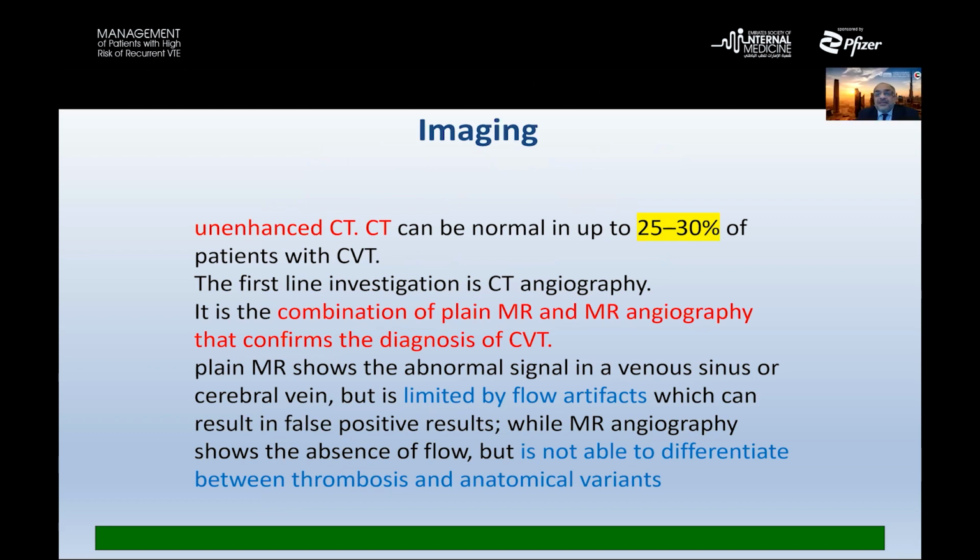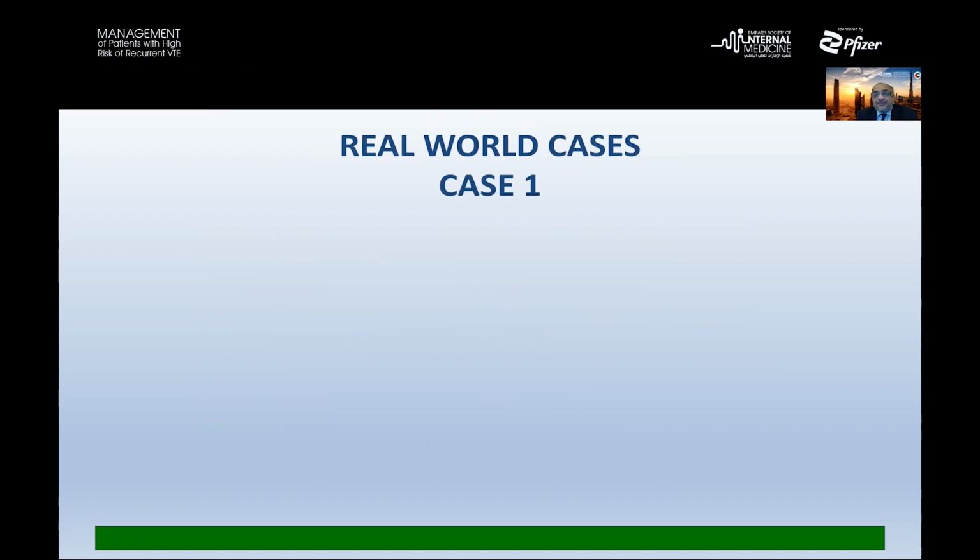The unenhanced CT is a challenge. In 25 to 30% of patients with cerebral venous thrombosis, it will be normal. And if you are going to do the radiology, MR and MR angiography together will help. The plain MR has the flow artifact, which could limit the positivity. And with MR angio, the problem is that differentiation between thrombosis and anatomical variant is difficult. So the challenges are still there. I'm highlighting the challenges. Unfortunately, I'm not giving you a solution.